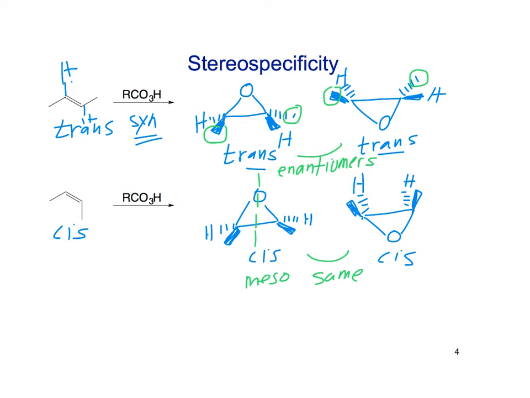Both of these reactions are stereoselective. Right? Because if we start with the trans, we only get 2 out of the 3 possible stereoisomer products. If we start with the cis, we get only 1 out of the 3 stereoisomer products. So it's selecting for some subset of the possible stereoisomers. But there's another thing that's going on here as well, and this is called stereospecific.